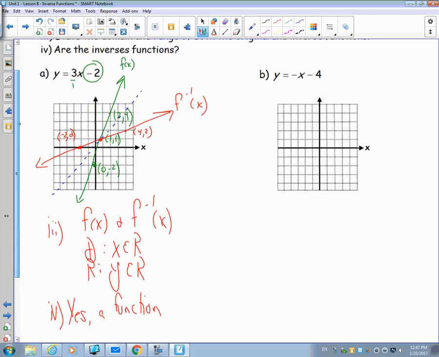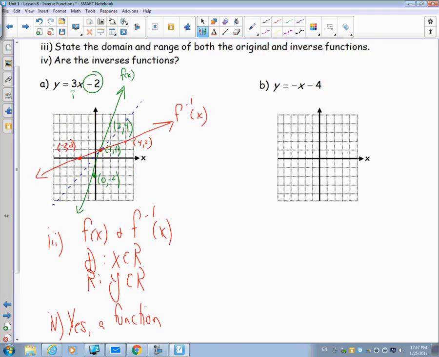Okay, you guys can try part B, but pause it, give yourself a try. Okay, we start at -4. We have to go down 1, right 1. Now it's going to go off my graph, so I'm going to flip it around and go backwards to get a few more points, make sure my line stays straight. There's my function.